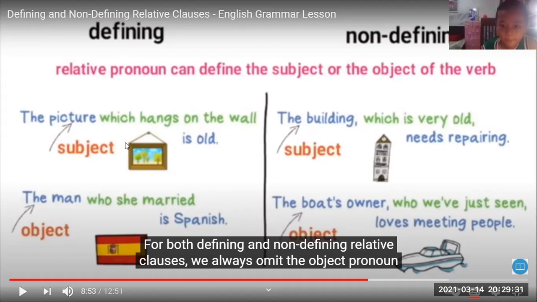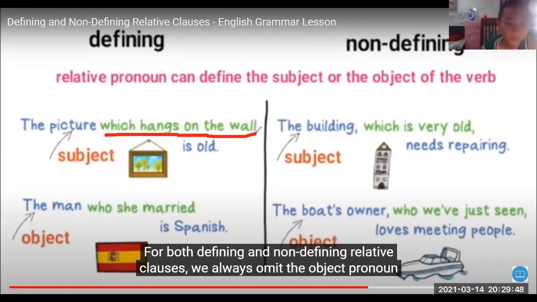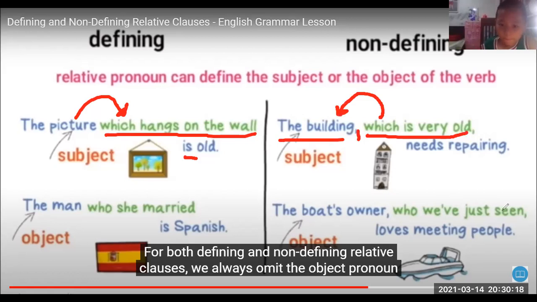Okay, here, look at the defining. The picture which hangs on the wall is old. Okay, this is the subject. This picture is the subject. It refers to which, because a picture is a thing, right? The building, okay, look what happened. There is a comma, this is non-defining. There is a comma, which is very old. Again, it refers to the building, needs repairing. The subject is building. Here, the man who she married is Spanish. This is the object, who she married.